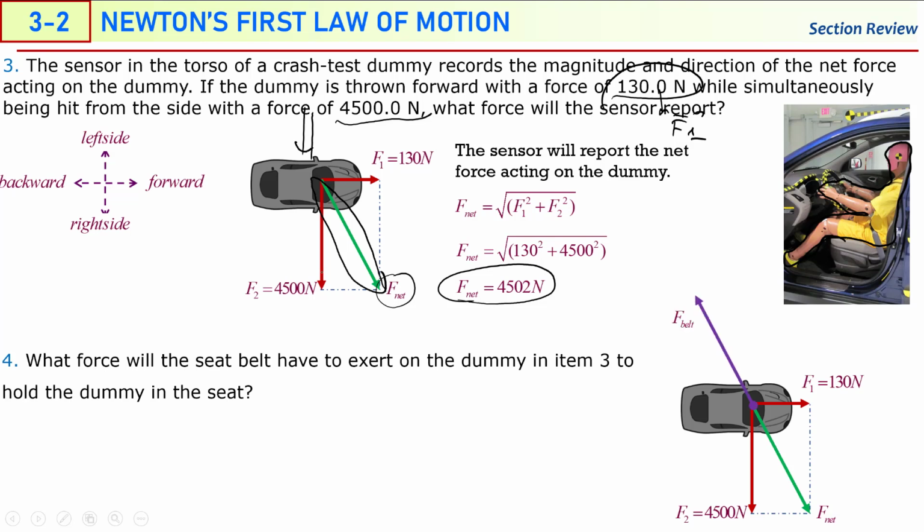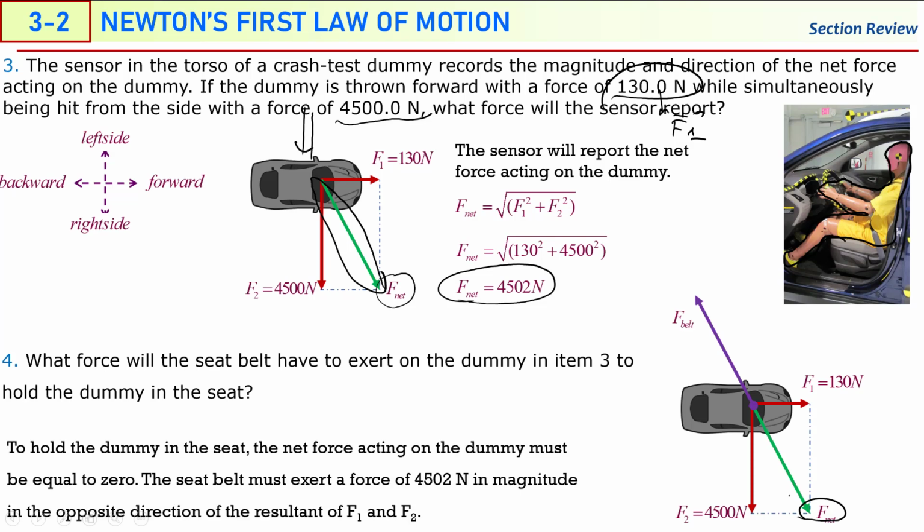That's why the belt must exert a force on the dummy in the opposite direction of this net force and equal to that net force. The net force we calculated is 4,502. That's why the belt must also apply a force equal to 4,502 newtons in the opposite direction of the resultant of F1 and F2.